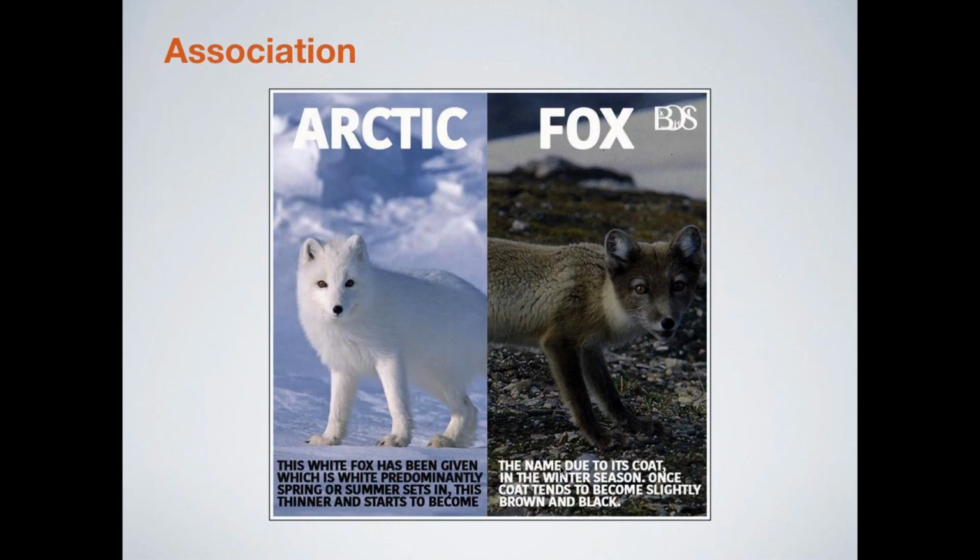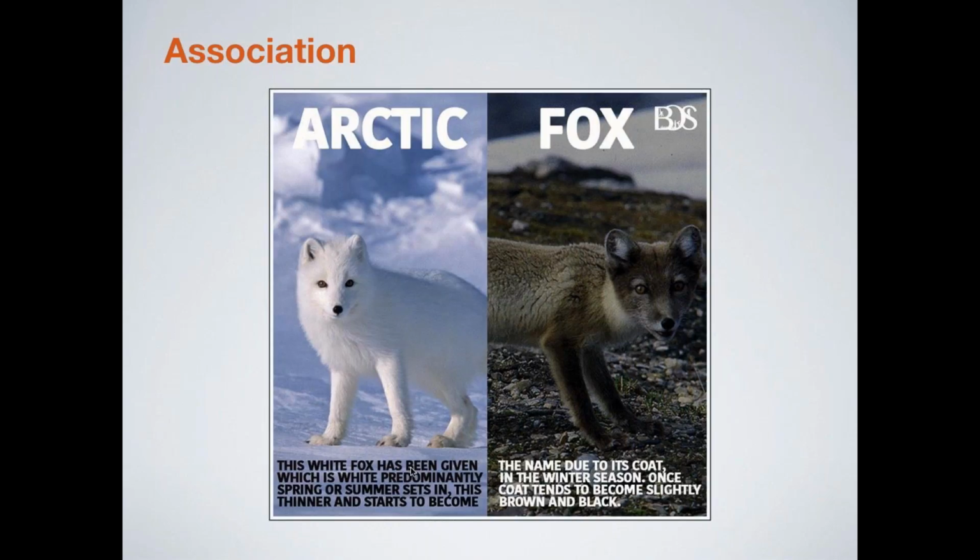Because if you read these as separate blocks of text, it's just nonsense. It doesn't tell you anything. But if you read it as it's meant to be read: this white fox has been given the name due to its coat, which is white predominantly in the winter season. When summer or spring sets in, this coat tends to become slightly thinner and starts to become brown and black.